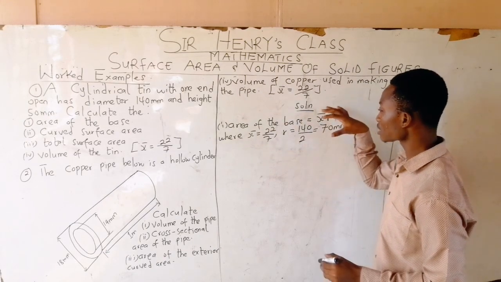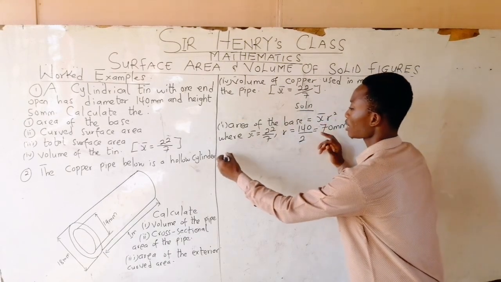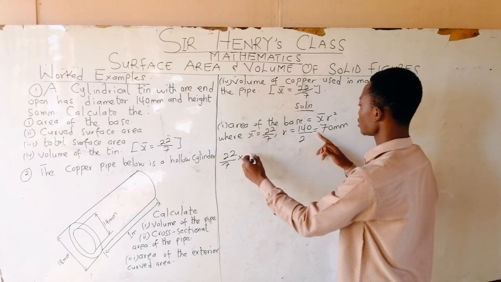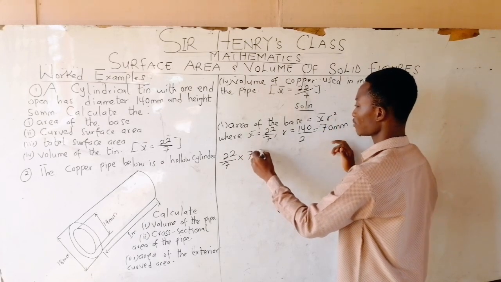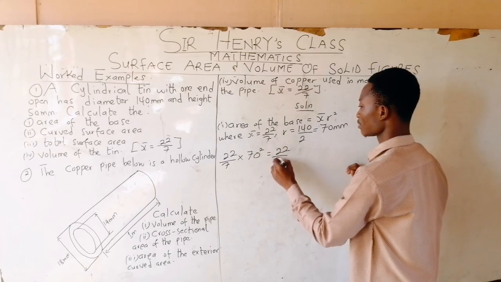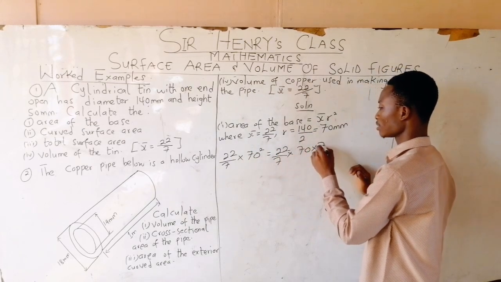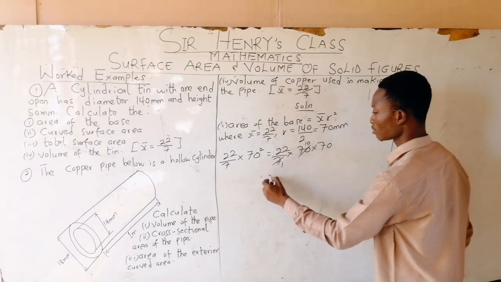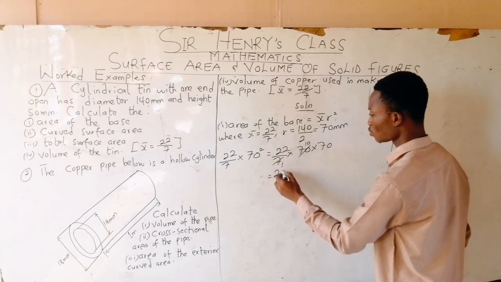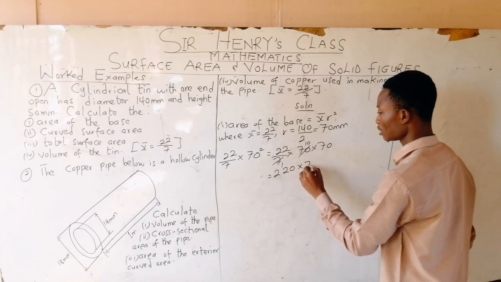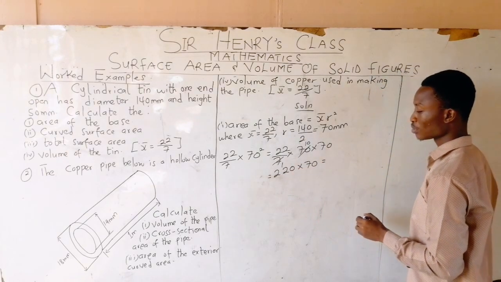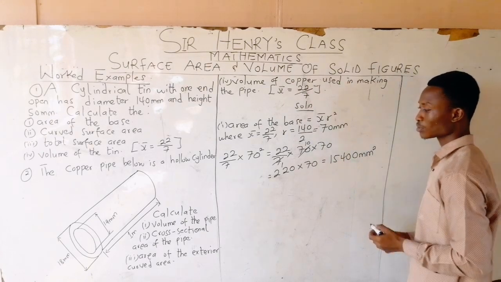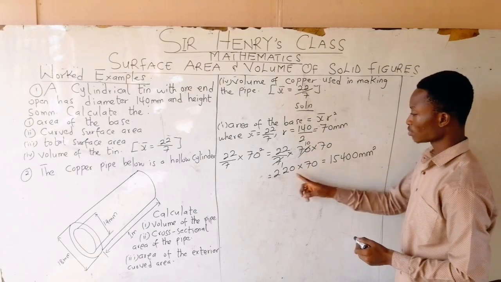Now that you have everything, just substitute everything into your formula. Pi is 22 over 7, your radius is 70 millimeters, so 70 squared. It's the same as 22 over 7 times 70 times 70. 7 into 70 is 10. Now, 22 times 10 gives you 220, multiplied by 70. This gives you 15,400 millimeters squared.